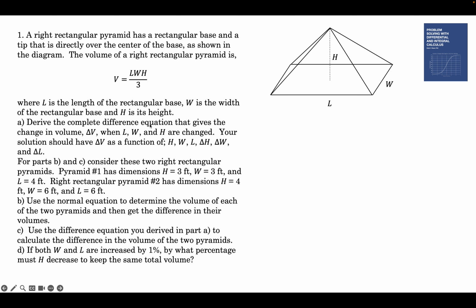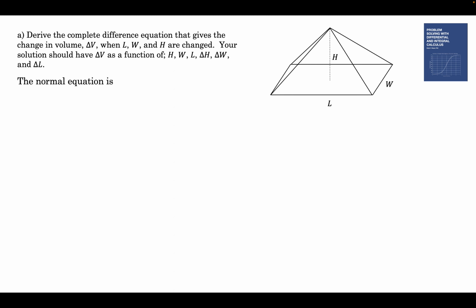A is get the complete difference equation that relates delta V to L, W, H, delta W, delta H, and delta L. Let's tackle that one first. You're going to need a new page because we need a lot of space. The normal equation is given. The difference equation, the volume changes when L, W, and H change. So there's the volume equation.